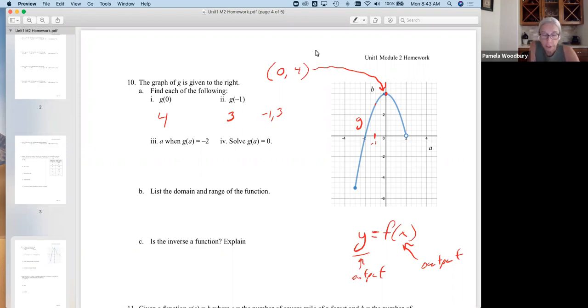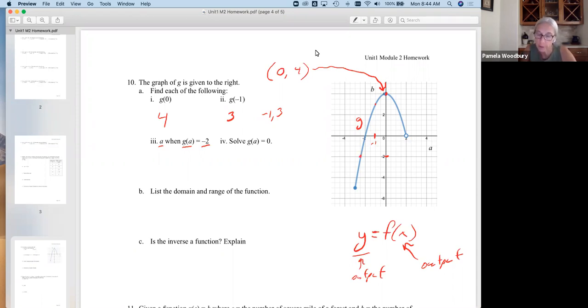When we get down here and look at this question, it's asking us to find a when g of a is -2. So when the output is -2, when does that occur? What input causes the output to be -2? Now I need to look at my vertical axis, find -2, that's here. When is my output equal to -2? That's right here.